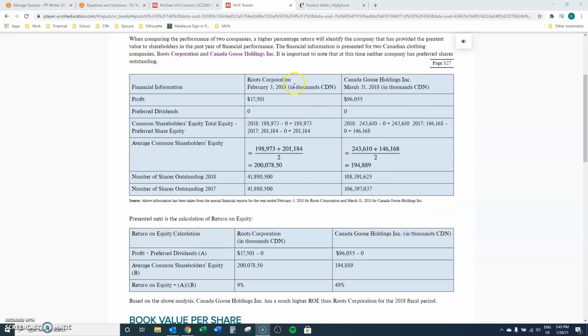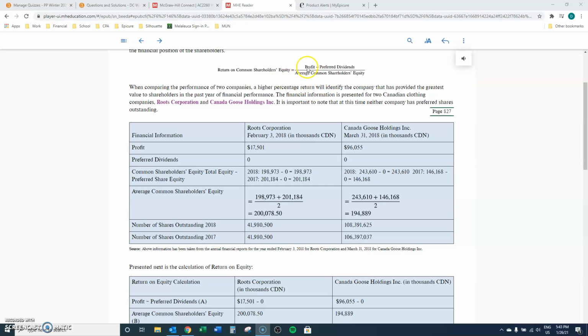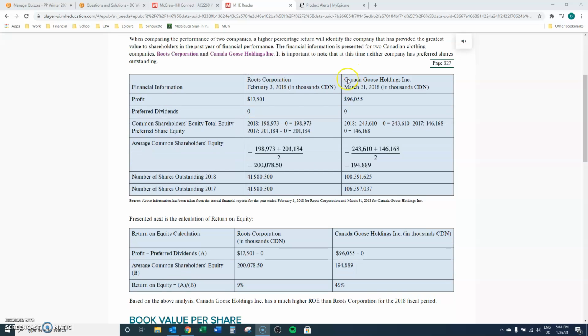So to get the calculation then, I'm trying to show it on the same screen. Profit less preferred dividends, which were 0, divided by average common shareholders' equity. So the average common shareholders' equity is here at 278.50. So return on equity is then this divided by this, which is 9% for Roots and 49% for Canada Goose. So looking at this then, the return on equity for Canada Goose is much higher.